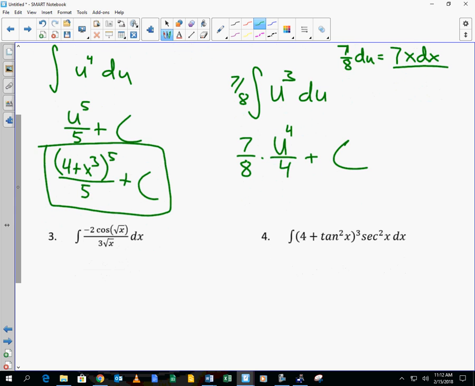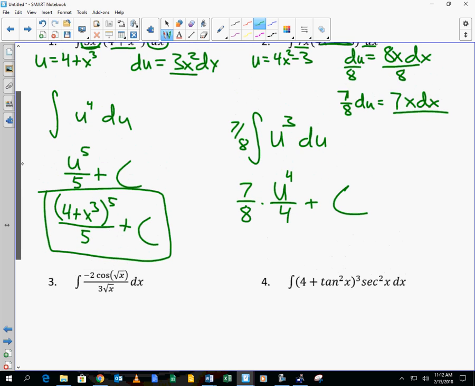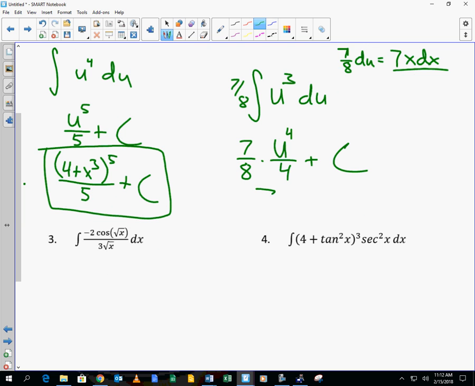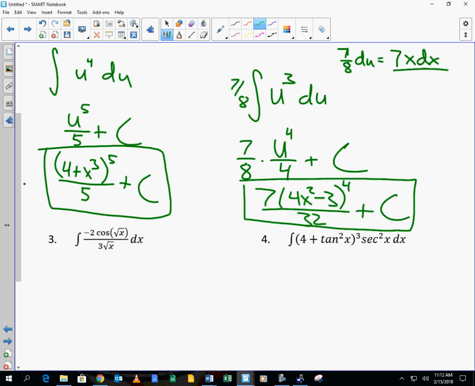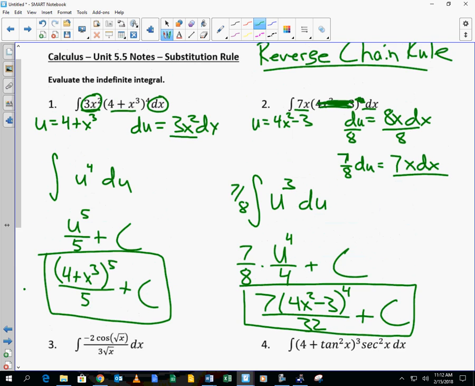What is u? So I've got 7 times 4x squared minus 3 to the 4th power over 32 plus a constant. That means if you take the derivative of this, you get that.